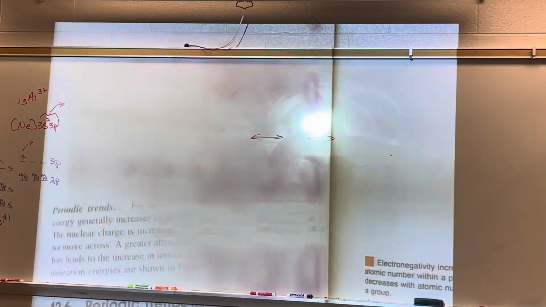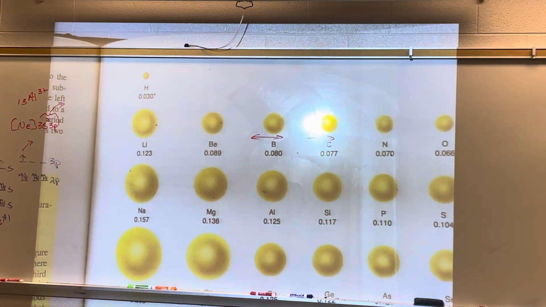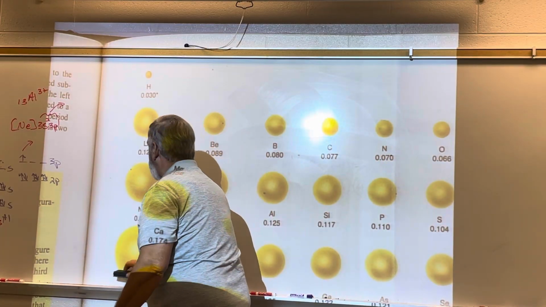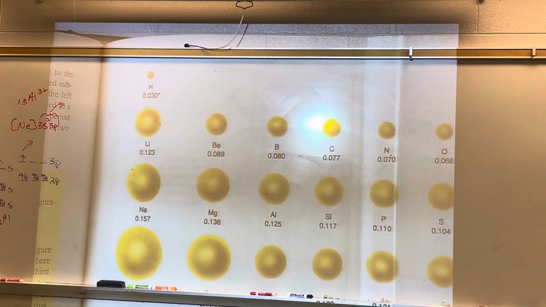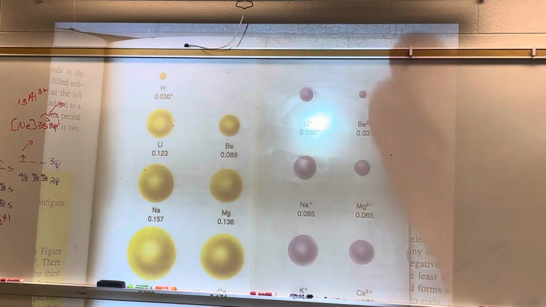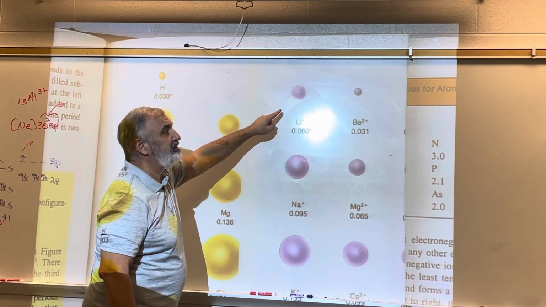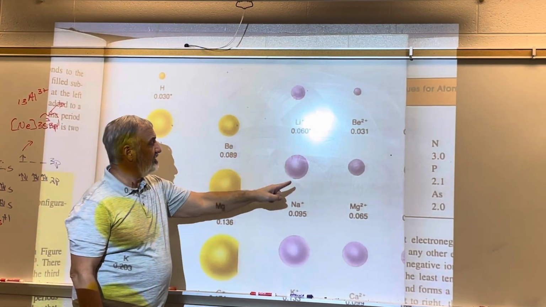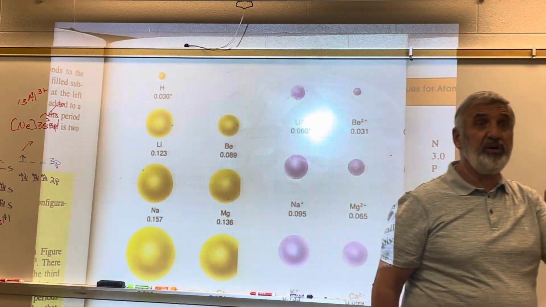Okay. So here's our trend that we saw in the size of atoms. But again, if I'm going to make sodium an ion, I'm going to lose that third energy level, right? So what do you expect to happen to the size? Get bigger or smaller? Smaller. So when you look here, you can see here's the lithium atom, here's the lithium ion. Significantly smaller. Sodium atom, sodium ion. Okay? So I want you to write this down right underneath where you have the notes on oxidation state.